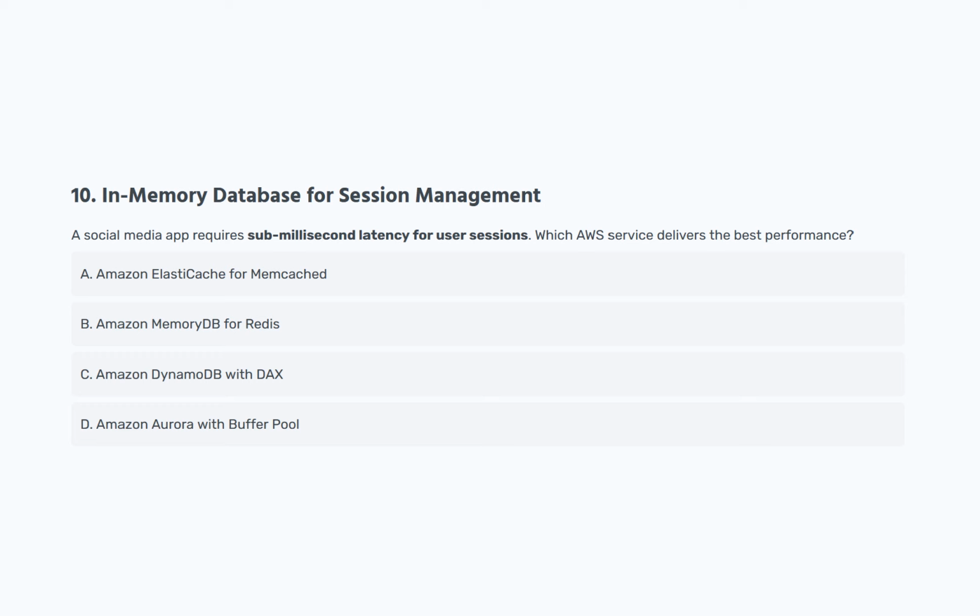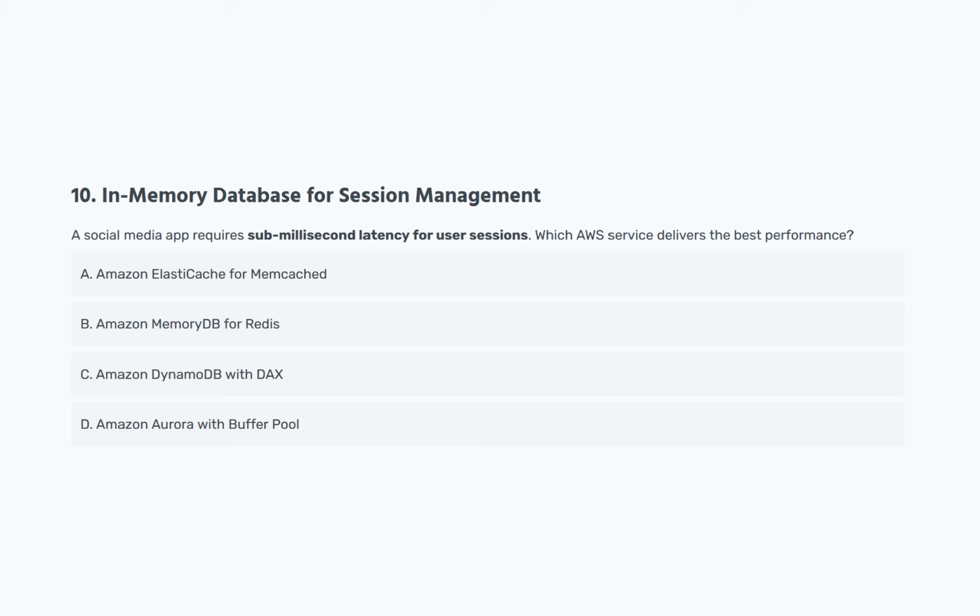In-memory database for session management. A social media app requires sub-millisecond latency for user sessions. Which AWS service delivers the best performance? Amazon ElastiCache for Memcached, MemoryDB for Redis, DynamoDB with DAX, and Aurora with the buffer pool. What do you think? Which one is going to be the best?